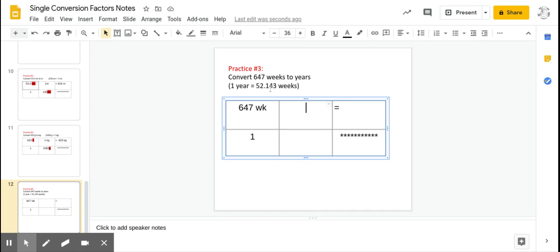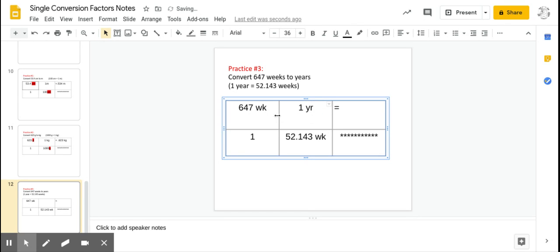Now here, I can put that top and bottom. Got to flip-flop it the right way. I choose to cancel the unwanted label. So I want to get rid of weeks. That means this 52.143 weeks goes on the bottom. Number goes with the label here. 52.143 weeks. Now on the top, I've got 1 year.